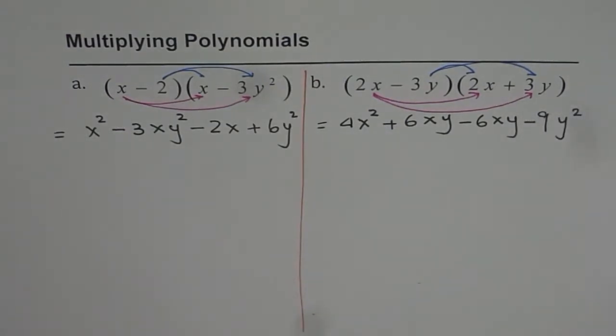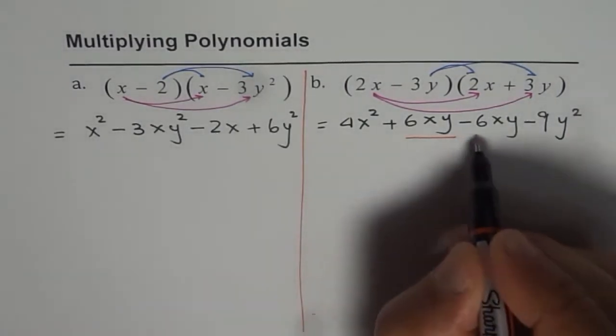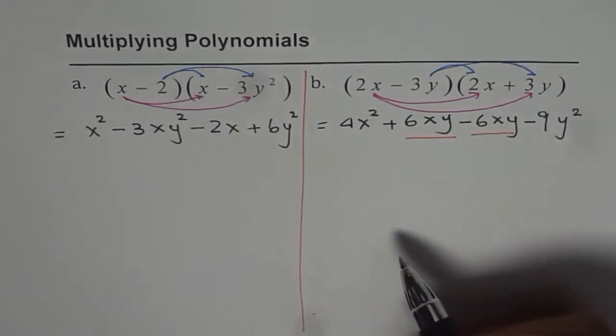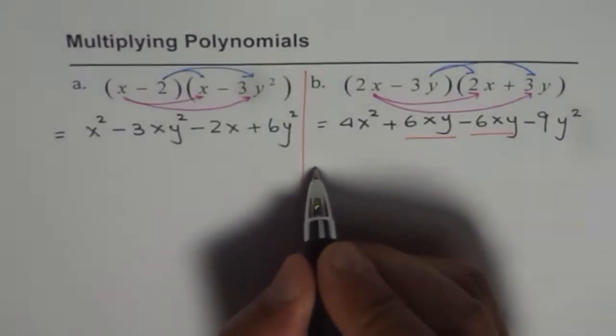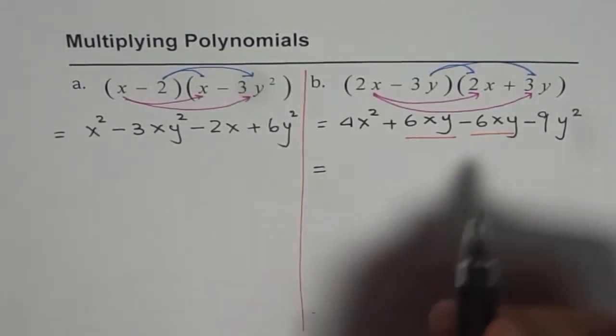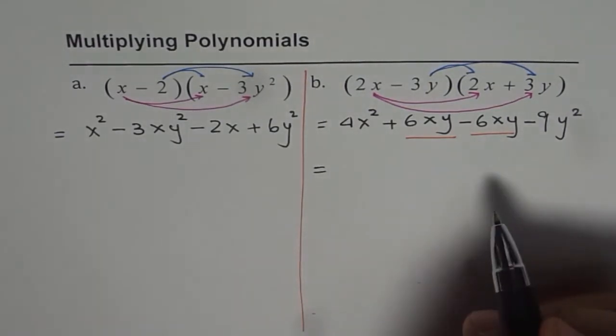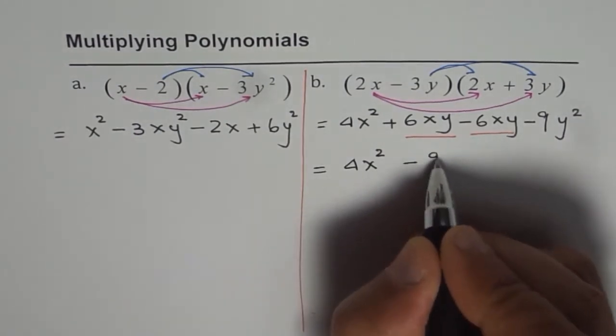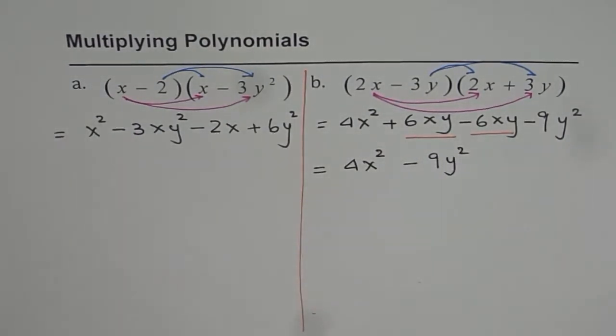Now if you note, you'll find in between two similar terms, 6xy and minus 6xy. When you combine them, what do you get? 6xy minus 6xy is 0, right? So at times when you multiply, your 4 terms can get reduced. They get simplified. So we really get 4x squared minus 9y squared as our result, right? So we don't get 4 terms this time. But initially we did get 4 terms, then it simplified to 2, correct?